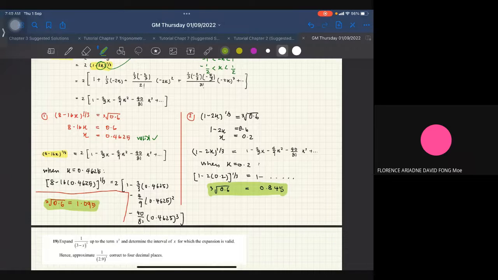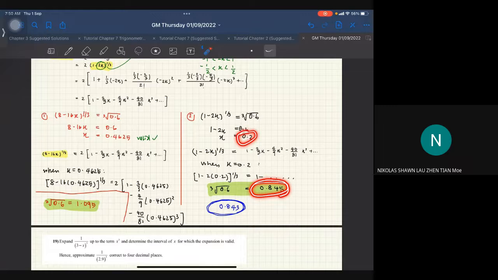Okay, so kalau awak tekan calculator, sepatutnya awak dapat apa? For this one, if you press your calculator straight away, what do you get for this value? Cube root 0.6. Can someone tell me? Saya tak buat calculator balik. 0.843. Okay, so ini adalah nilai yang sebenar. Okay, so dia memang akan beza. So ini nilai yang sebenar, kalau tekan calculator, this one you get bila awak masukkan this one.